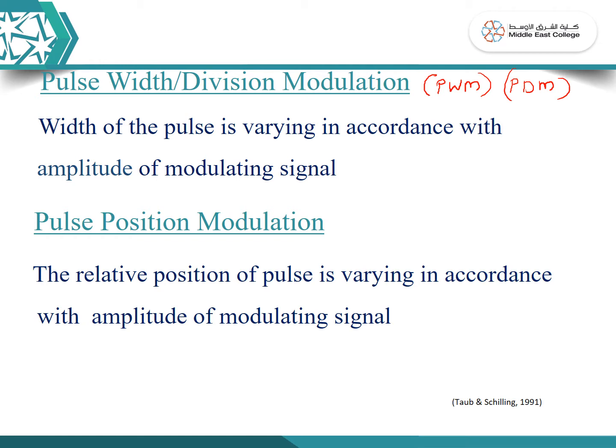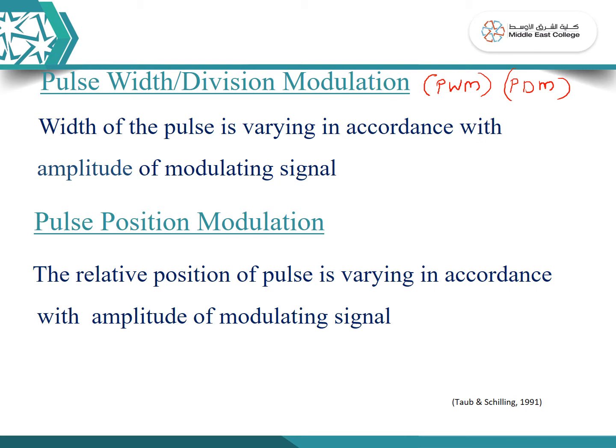Actually here the width of the pulse will be changing in accordance with the amplitude of the message signal. You know, in all the analog pulse modulation schemes, the message signal is analog in nature. It is continuously changing over time. So the carrier is a pulse. So pulse width modulation means the width of the carrier pulse will change in accordance with the instantaneous amplitude of the modulating signal.